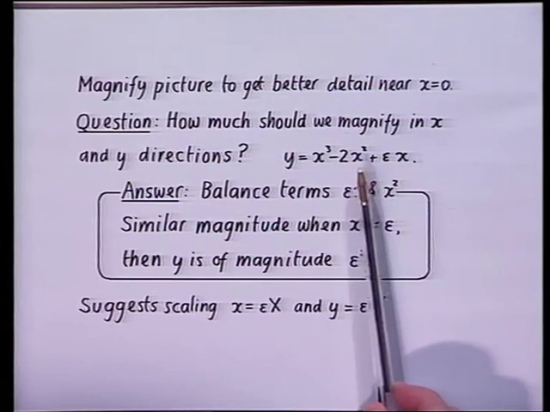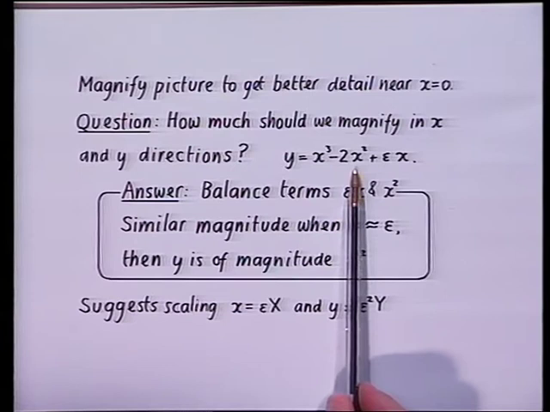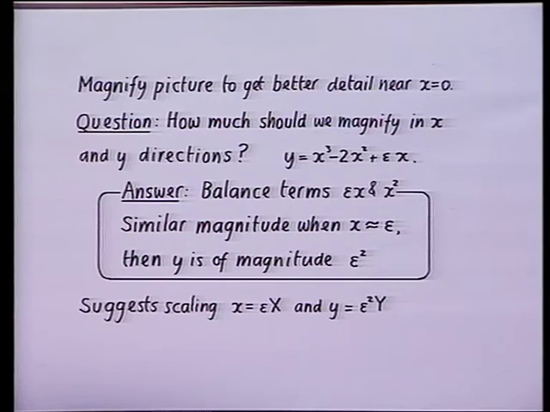But when x is small, x squared is very small and x cubed is very small indeed. In other words, this term, the cubic term, is negligible compared to the quadratic when x is very small. That suggests that near the origin, near x equals 0, the correct balance of terms is in fact between these two. And that suggests that the balance occurs when epsilon x and x squared are around about the same size. In other words, x is of order epsilon.